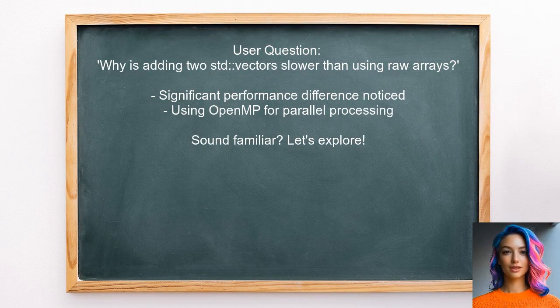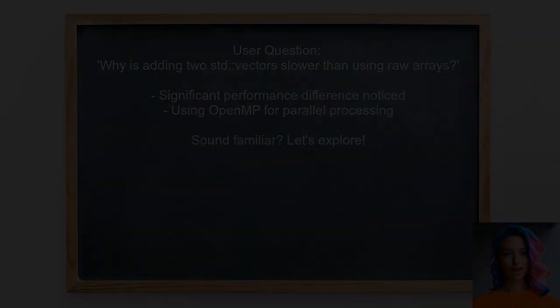One user recently asked, why is adding two std vectors slower than using raw arrays? They noticed a significant difference in performance during the addition process, especially when using OpenMP for parallel processing. Sound familiar? Let's explore this together.